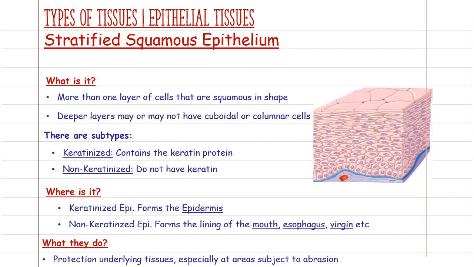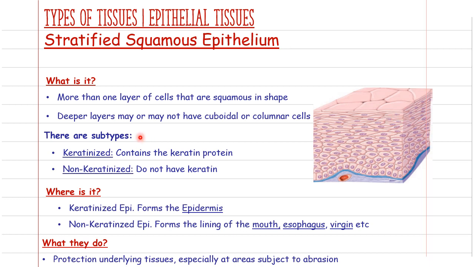Another thing you have to consider about this tissue is that the deeper layers might be made of either cuboidal or columnar cells. Remember in our last tutorial, we said that the tissue carries the name of the cells that are formed at the surface. So it's possible that beneath the cells at the surface, we might have different cells that have different shapes, meaning we might have cuboidal cells or columnar cells beneath. But once we have the squamous cells at the top, we consider this particular tissue as a stratified squamous epithelium. Hope that is very clear.